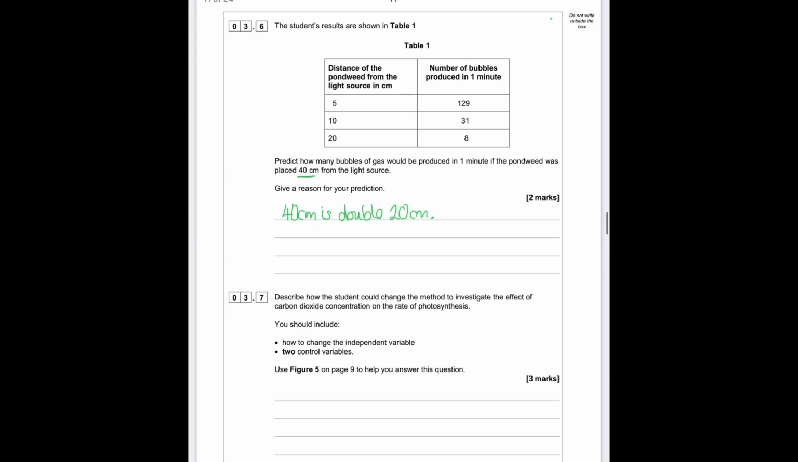And we worked out that if you double the distance, then the light intensity is quartered, so we would expect the number of bubbles to be a quarter. So 40 centimetres is double 20 centimetres, therefore there would be a quarter of the bubbles. And so 8 divided by 4 to quarter it gives us 2 bubbles. That's what we would expect.